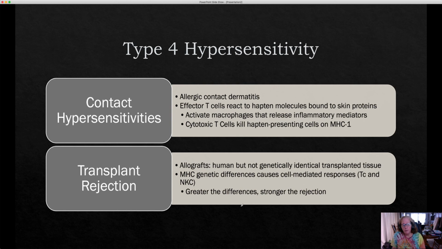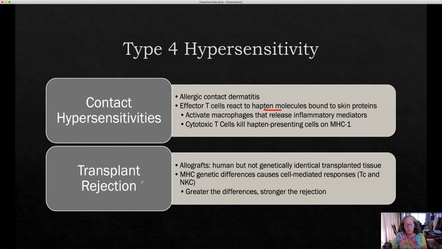So in type 4 hypersensitivities, there's two primary ones we need to talk about. Of course, contact hypersensitivities, which is that allergic contact dermatitis. Here's where your effector T cells are reacting to haptens. The haptens are bound to proteins on our skin. So particularly in poison ivy, it's called a TCH hapten. That's the toxin released by poison ivy. And the reason it's so common is because that particular toxin has a super high affinity for proteins in our skin, and poison ivy and poison oak release a lot of it. So we get this really intense contact, really high concentration of that TCH molecule.